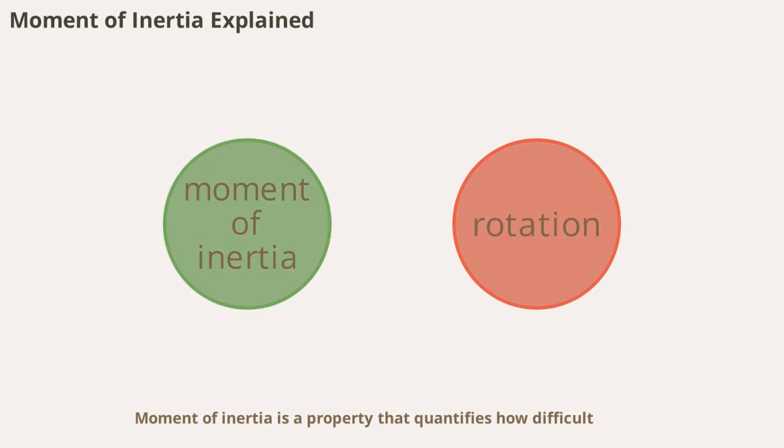Moment of inertia is a property that quantifies how difficult it is to change the rotational motion of an object. It depends on the mass of the object and how that mass is distributed relative to the axis of rotation. The farther the mass is from the axis, the greater the moment of inertia. This concept is key to understanding why some objects spin easily while others resist rotation.